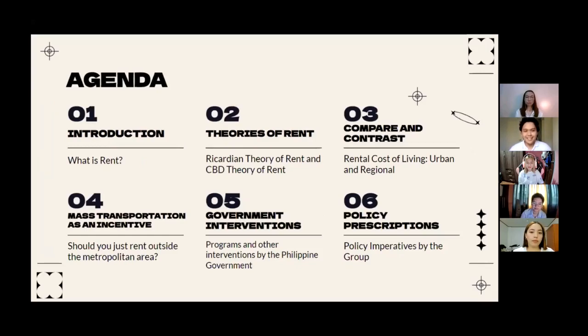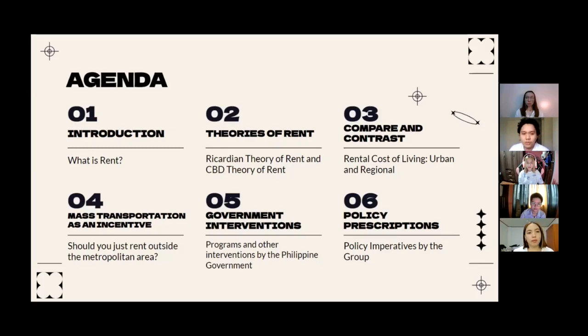So for our agenda today, we'll be introducing what is rent and the different types of rent, the theories of rent: the Ricardian theory of rent, the modern theory of rent, and of course, an additional theory of rent that is the central business district or the bid rent theory. Next, we will be comparing and contrasting the rental cost of living in urban versus regional areas. And then we will be looking at whether mass transportation is actually an incentive for renting outside the metropolitan area.